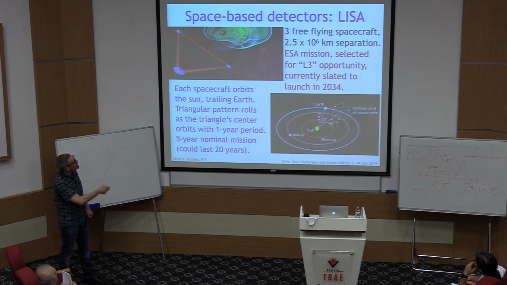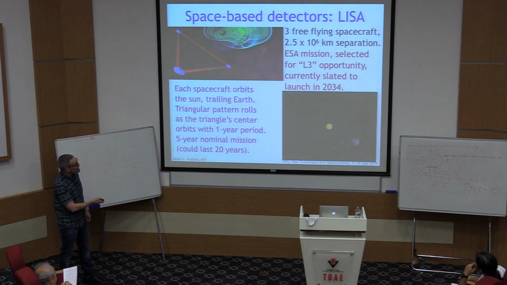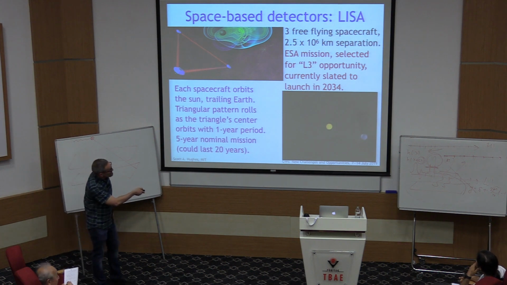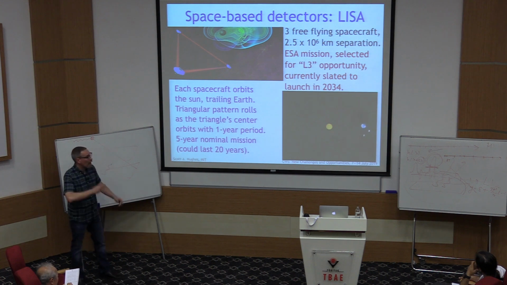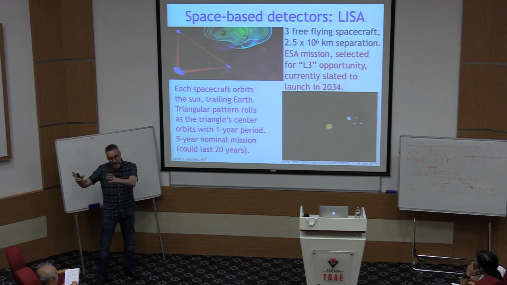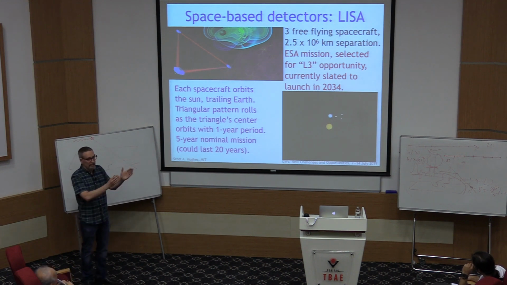Stay tuned for that. The basic idea is that we have these 3 spacecraft independently orbiting the sun, and they have a triangular constellation. The centroid of that triangle lags behind the Earth by somewhere in the vicinity of 10 degrees to 20 degrees, depending on the mission design.